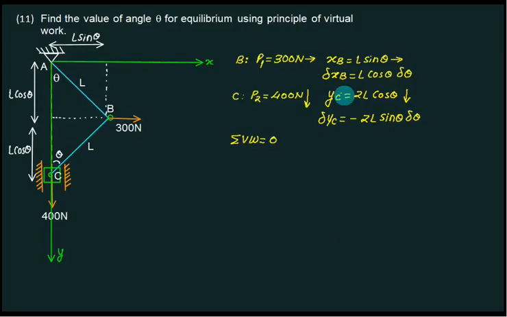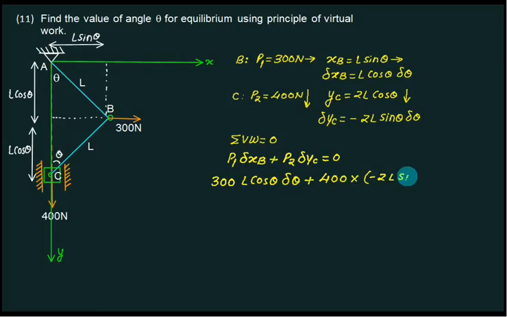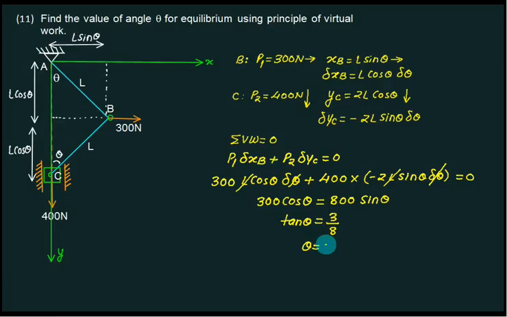To apply the principle of virtual work, this and this are the same, so both quantities are positive. So this one is 300 L cos theta plus 400 into minus 2L sin theta. The del theta will cancel out, L also cancels out. This one is 300 cos theta. On the right-hand side we have 800 sin theta. So what is tan theta? 3 by 8, so theta is 20.8.